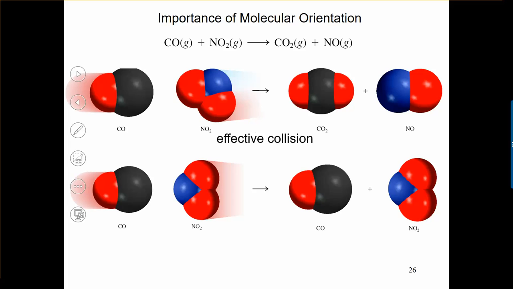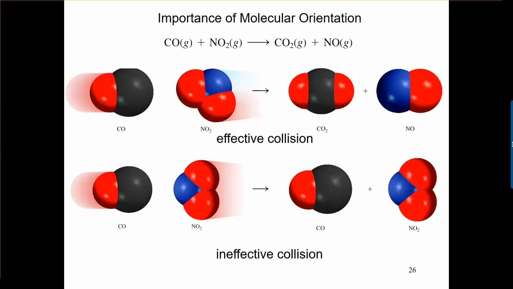That's what we're seeing here. We have an effective collision where the carbon collides with one of the oxygens, and that's going to result in carbon dioxide formation. But if the carbon collides with the nitrogen, then it bounces off and nothing happens. No reaction will take place. So if you can orient your molecules correctly, you increase the rate of your reaction. Otherwise, a number of these are going to result in ineffective collisions and won't result in a reaction.